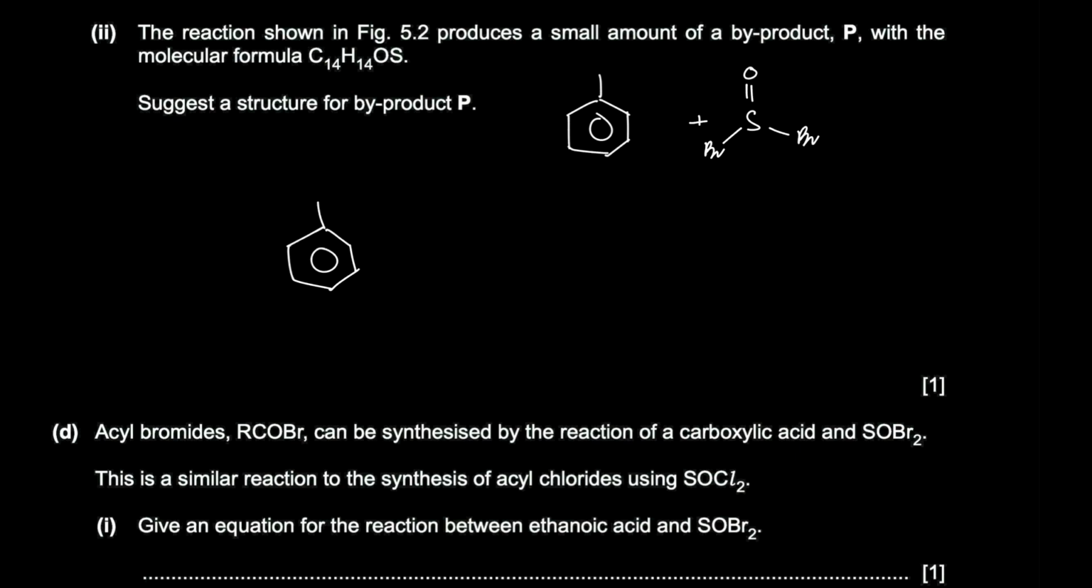So we have methylbenzene, we have the S double bond O, and we have no bromine here. So that means that the other bromine, we get a methylbenzene ring over here and a methylbenzene over here. So we get this structure. So that is the structure for byproduct P.